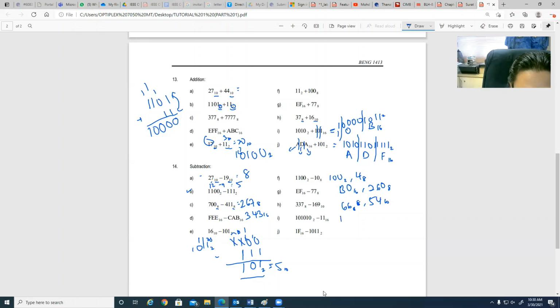All right, so 11001 in binary, and 19 in hexa. So the last one, 14 hexa, and binary will be 10100 in binary. So these are the answers for question number 14. You can double check, is it correct or not?